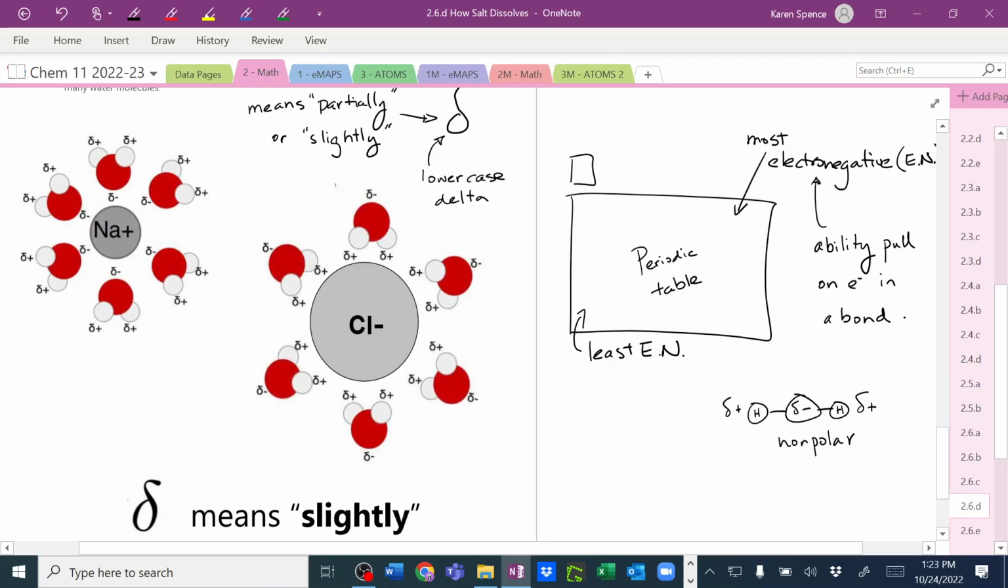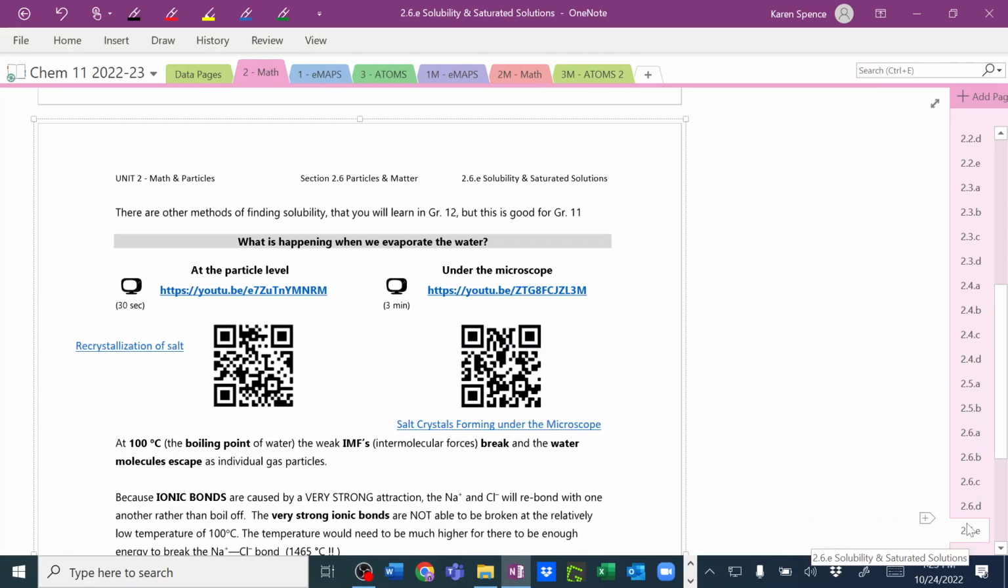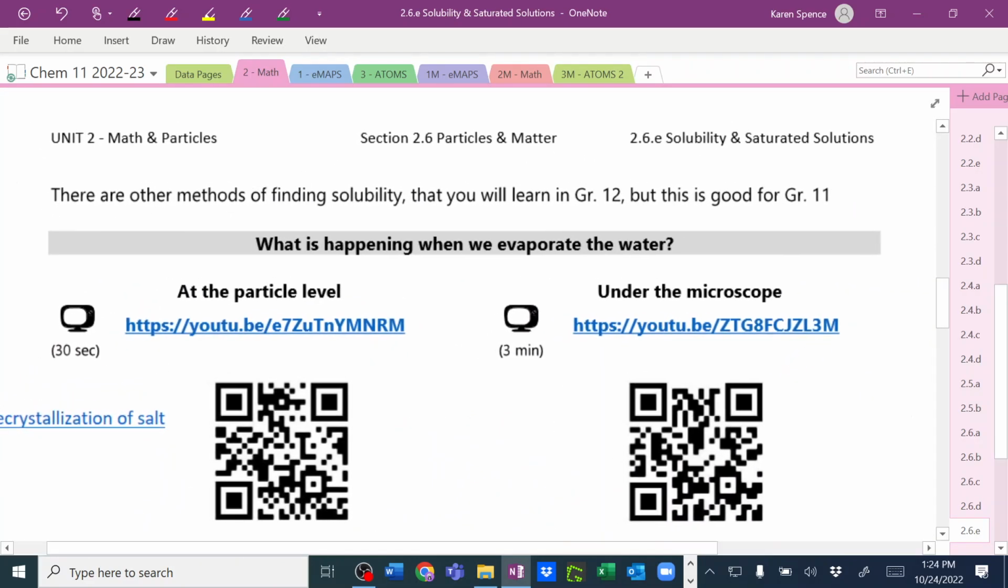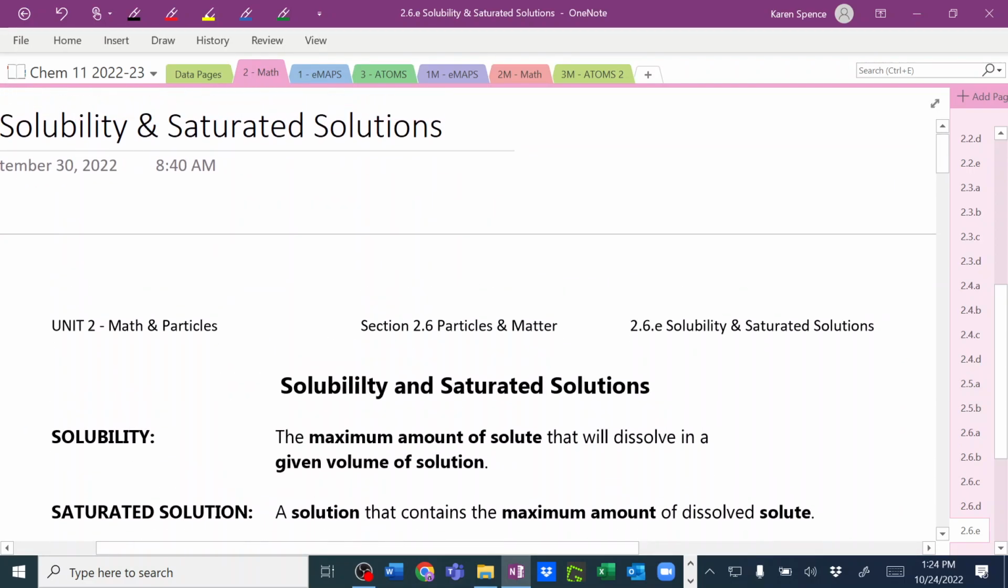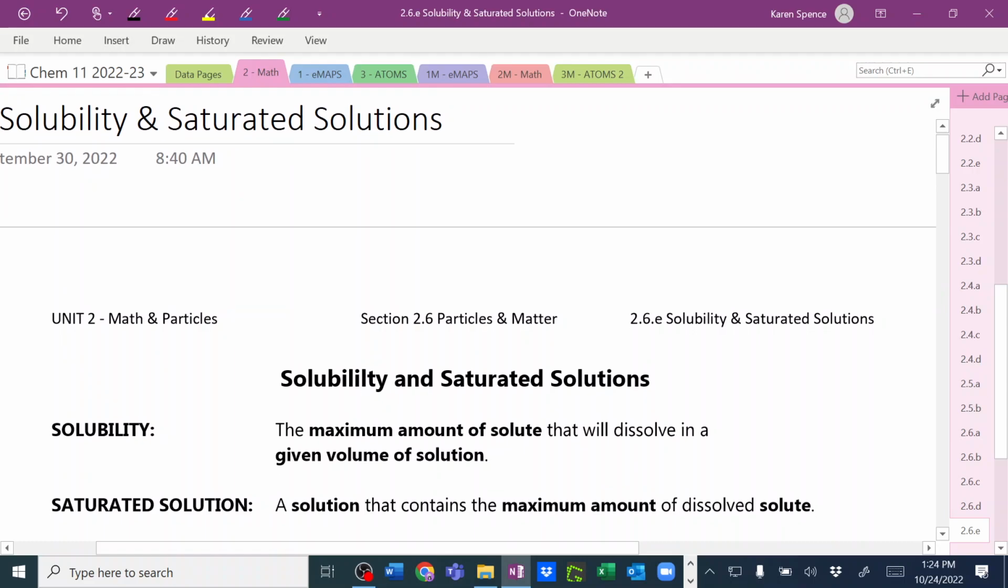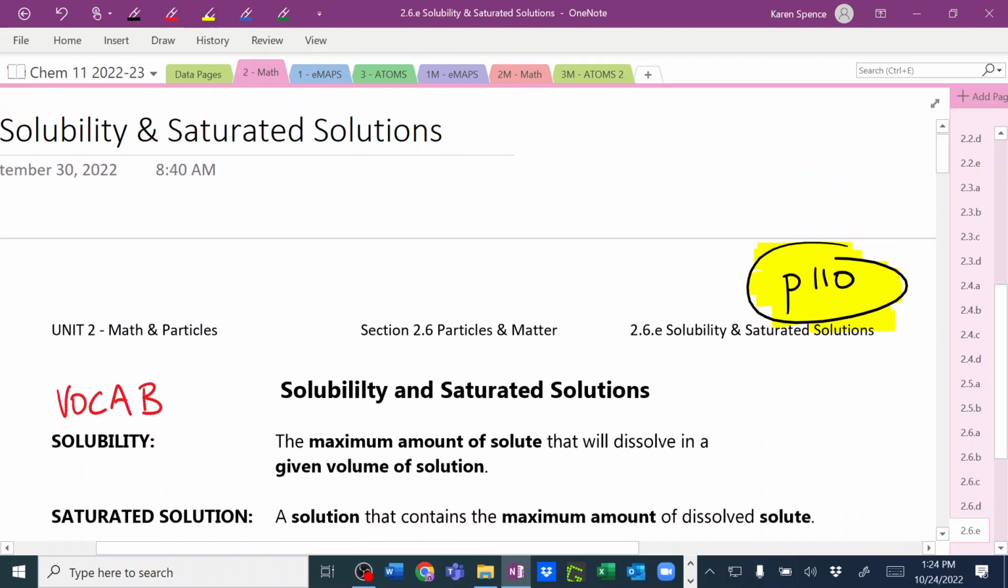Shall we take a look at somewhat of the reverse process? The undissolving? Ooh, what is undissolving? So we are learning a couple new vocabulary words here. This is page 110. Solubility.